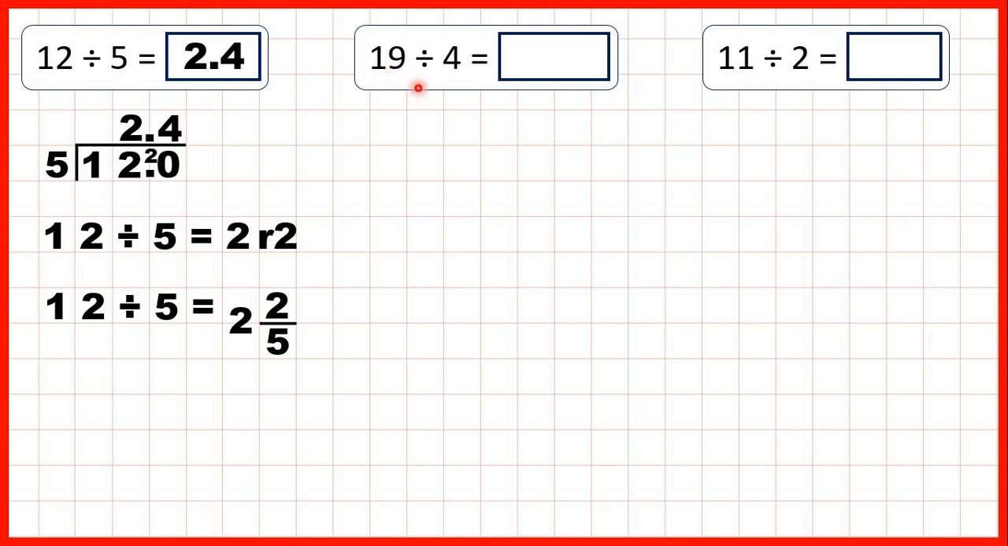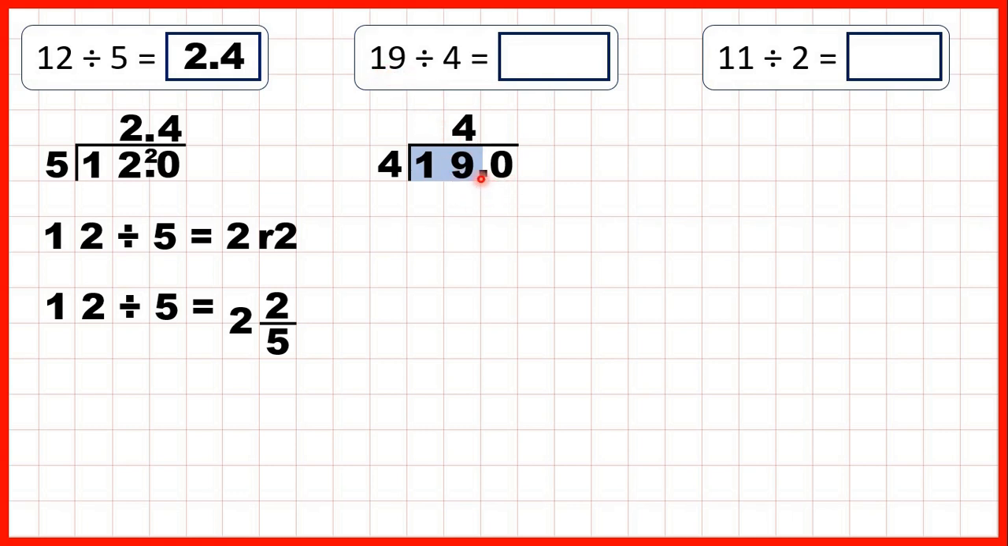Now we have 19 divided by 4. We can write it out as a short division. 19 divided by 4 is 4 remainder 3. We can write the 4 in our answer line, but in order to write the remainder 3, we need to extend our dividend with a point 0. We can do that because 19.0 is the same as 19.